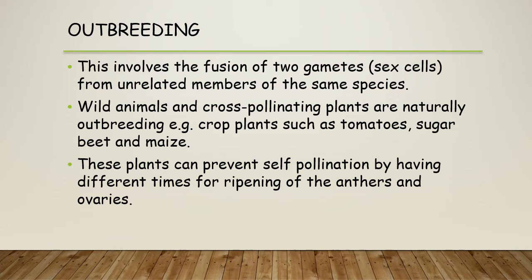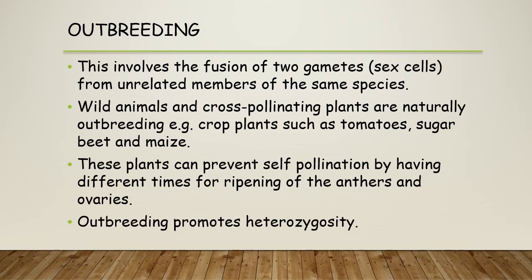So you won't get pollen moving from the anther to the stamen within the same flower because they won't be ripe at the same time. So you're more likely to get the pollen going to a different flower, and therefore cross-pollination rather than self-pollination. And that then promotes heterozygosity, so you're more likely to get different alleles of your genes because of this cross-pollination or this outbreeding capability.